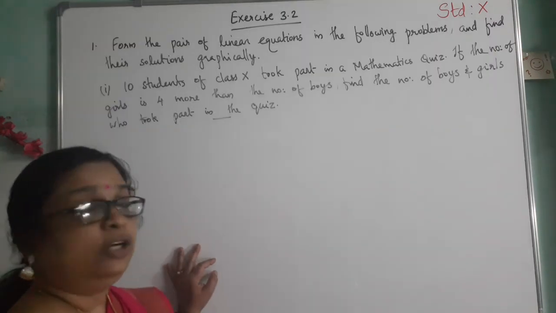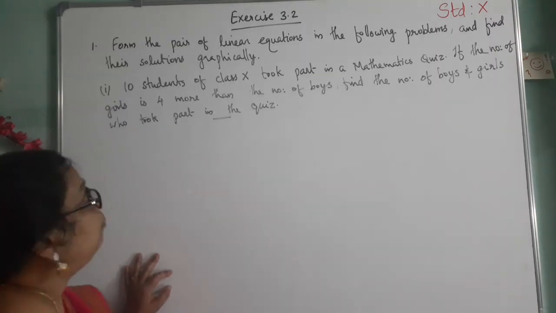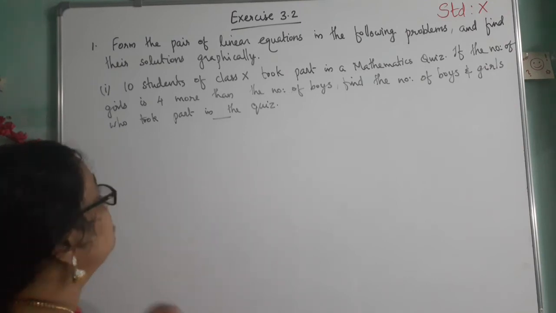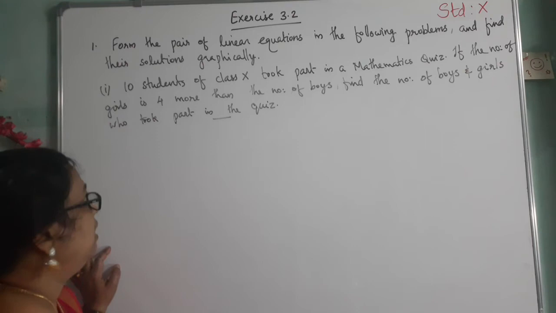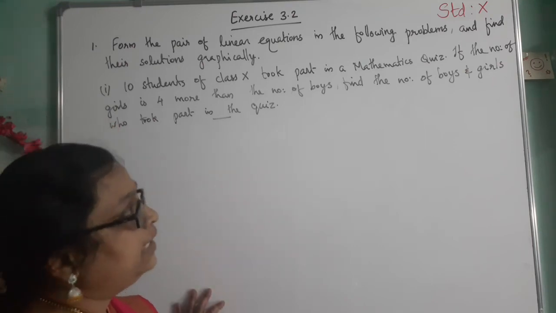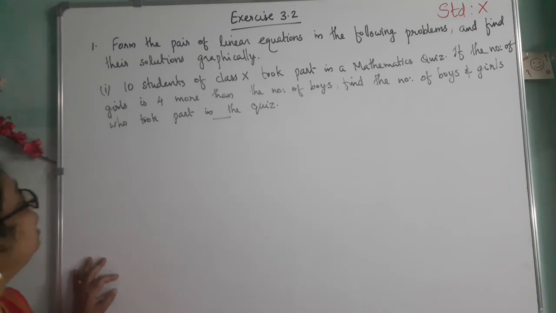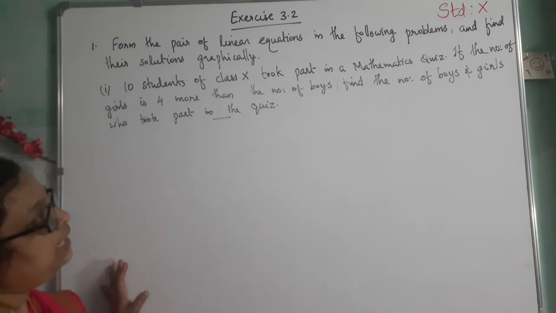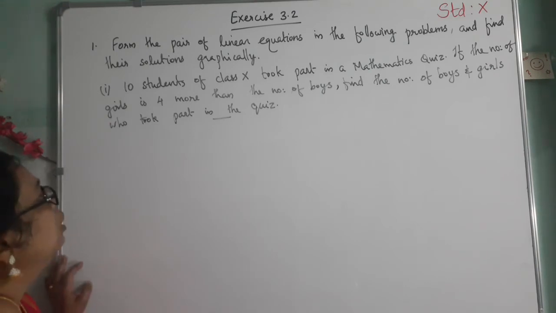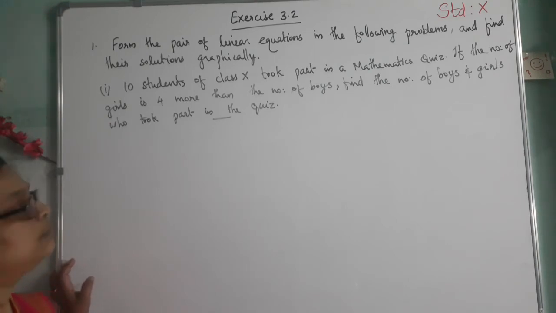Okay, now we can do the next exercise, exercise 3.2. Form the pair of linear equations in the following problems and find their solutions graphically. First one, 10 students of class 10 took part in a mathematics quiz. If the number of girls is 4 more than the number of boys, find the number of boys and girls who took part in the quiz.